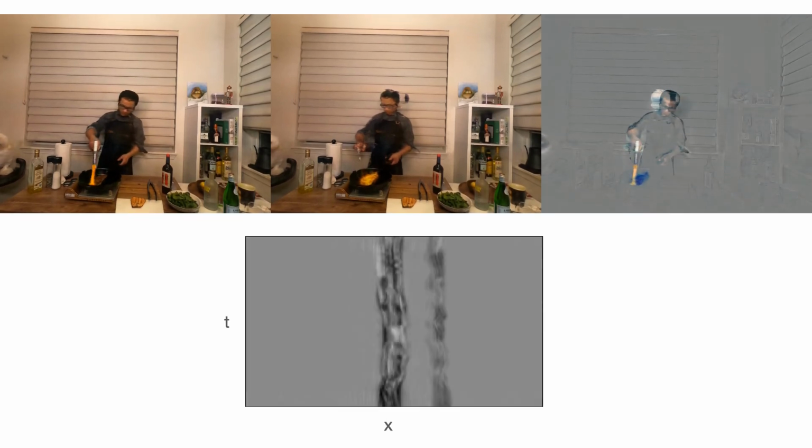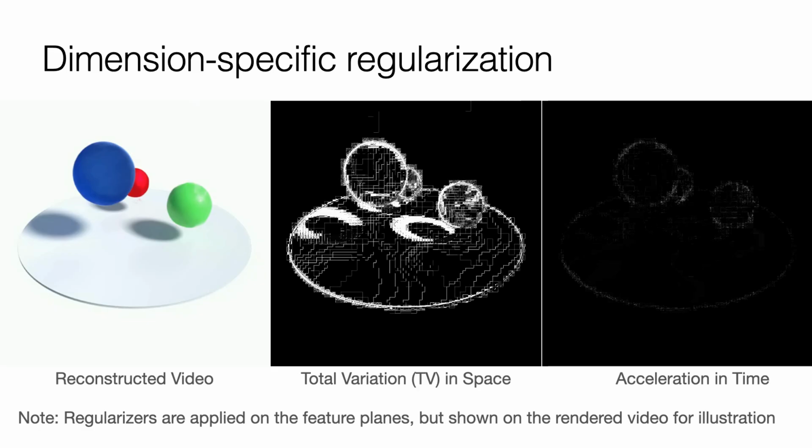We can even visualize the motion directly through the space-time planes of the model. Here we show the xt plane, where the motion of the cook's 2 hands is clearly visible across time. The K-planes separation of dimensions into different planes also enables dimension-specific priors and regularization, such as sparse edges across space and minimal acceleration over time.